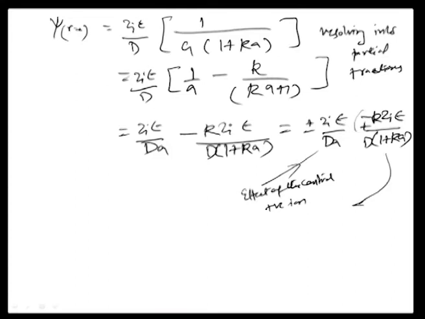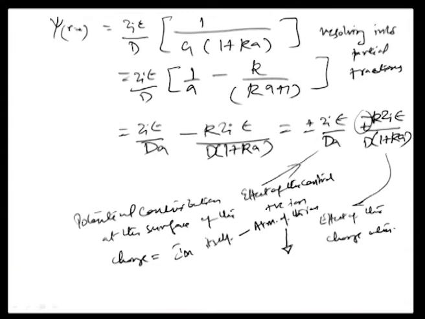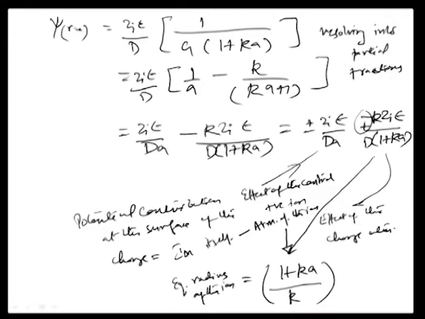And this component, because it is exactly the opposite of it, can be the effect of the charge atmosphere, which is principally negative charge. So, therefore, the potential contribution at the surface of the charge would come due to the ion itself, and due to the atmosphere of the ion, and the equivalent radius of this ion atmosphere can be treated to be (1 plus ka) by k. Okay. So, from this term here, this is the equivalent radius of the ion atmosphere.